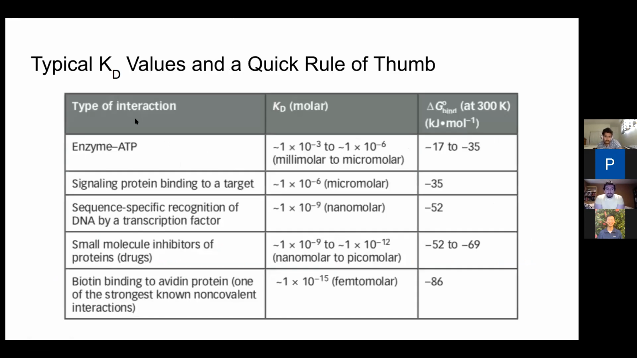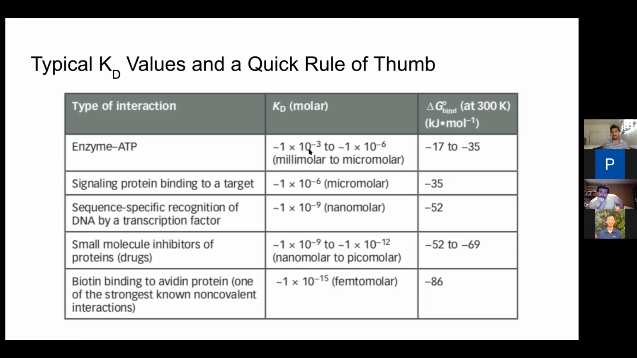And here I just wanted to bring up a table of common KD and delta G binding values, just so that you have an idea of what they look like in biological settings. So for example, if you have an enzyme-ATP interaction, a lot of enzymes are ATP dependent, you might have millimolar to micromolar affinity.